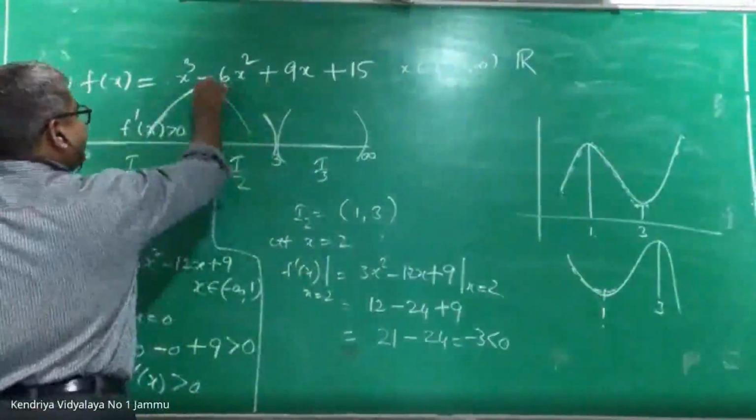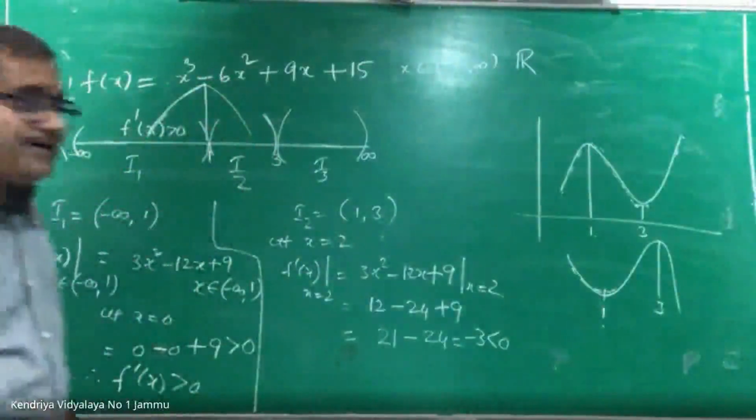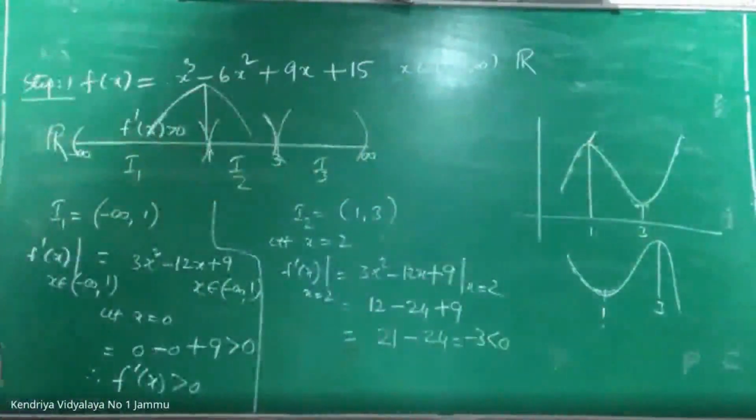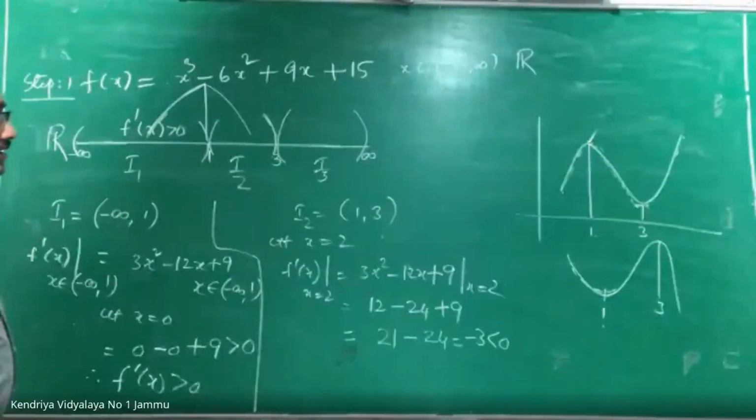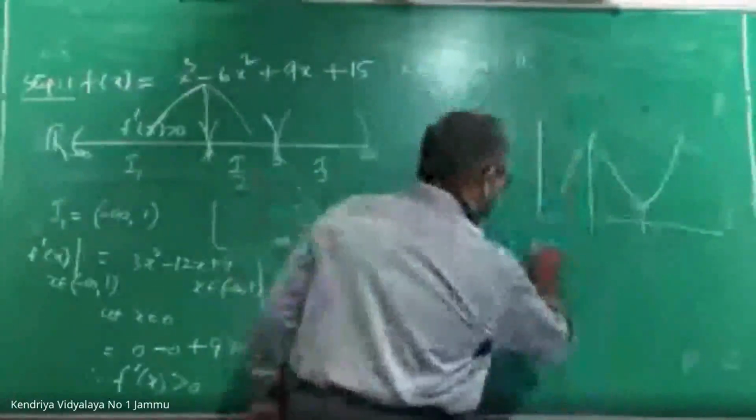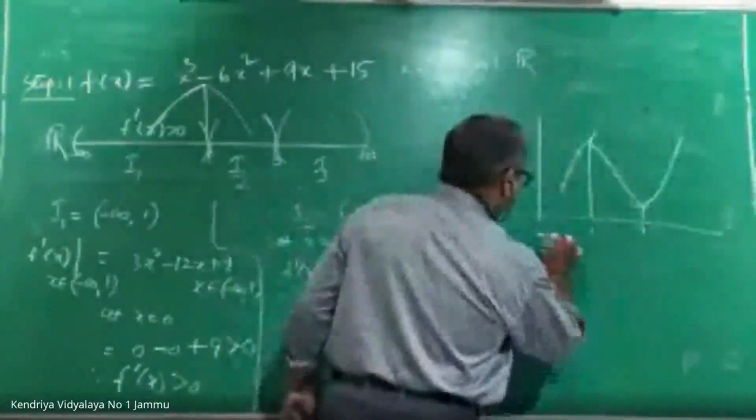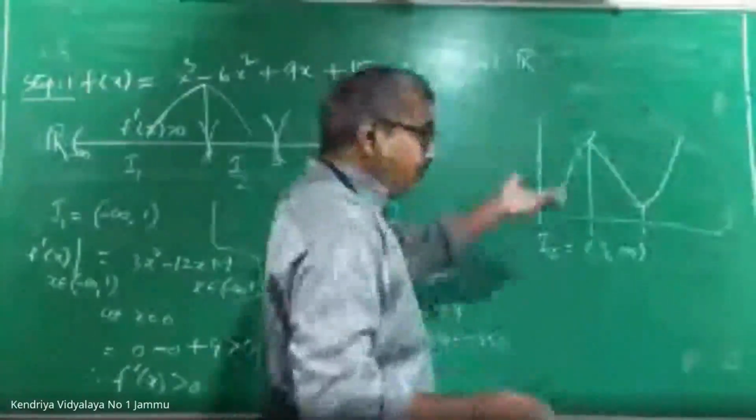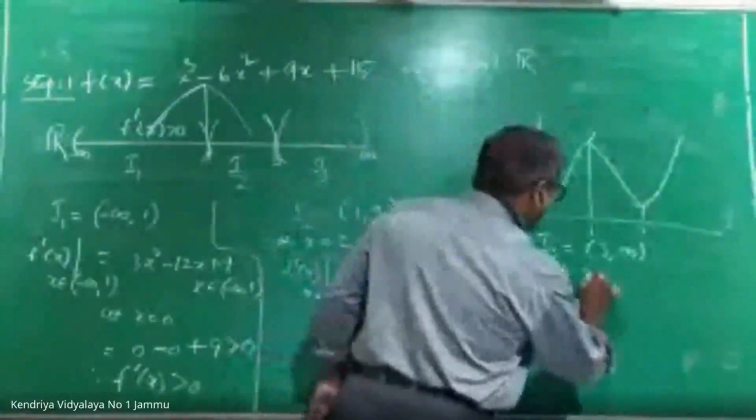That means this point is point of maxima. So this I have got, the first one. Similarly, I'll go for the third interval. Now what is the third interval? I3. I3 is 3, comma infinity. You take x is equal to 4. Let x is equal to 4.